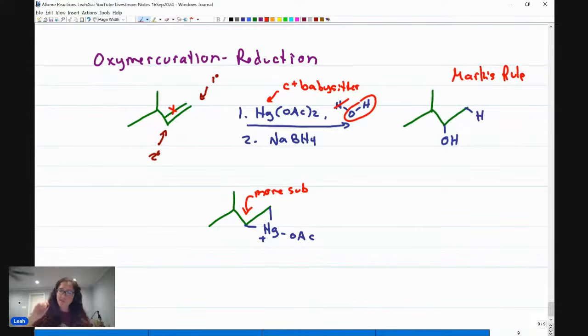But there's also something else very interesting. This is considered an anti-addition. So let me show you why this is an anti-addition. The last time we saw a bridge like this was with a halogen. And remember I said with a halogen, if the bridge is at the top, the incoming nucleophile has to come from the bottom. The same exact thing is happening here because look at that, we have a bridge.